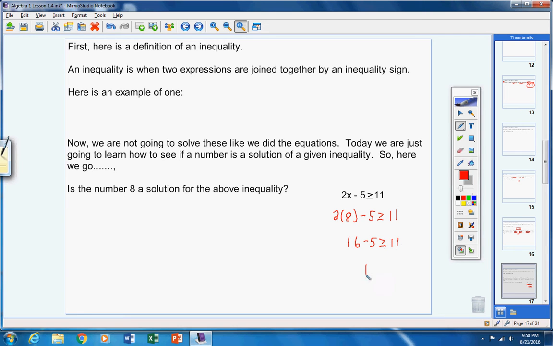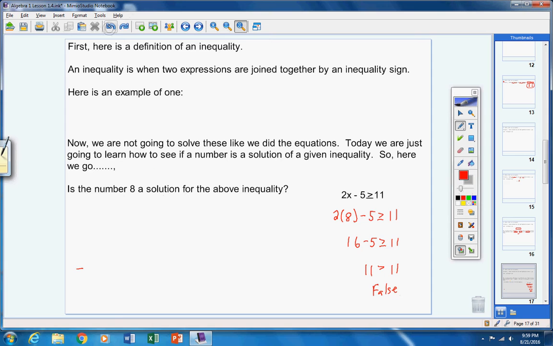16 minus 5 is 11. And look what you have. 11 is greater than or equal to 11. Now, if this was not there, it would say 11 is greater than 11. Is that true? Is 11 greater than 11? No, that's not true. So because this is false, then we would say no, 8 is not a solution.